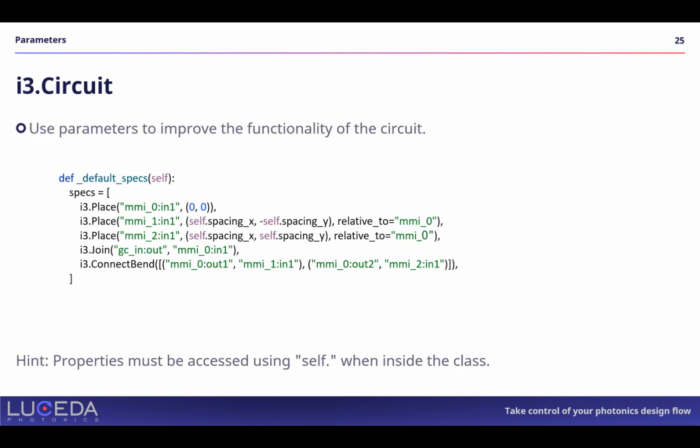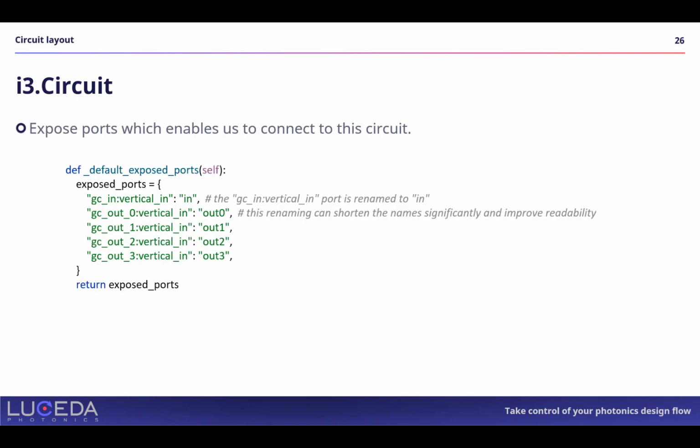We can now use these spacing in X and Y parameters in our specs list. So we replace the hard-coded values that we used previously. As a hint, the properties must be accessed using self.dot when inside the class. The final ingredient we need to complete the layout of our circuit is to expose some ports to the outside world. We expose the ports using a dictionary where we can also rename the port names for our convenience.